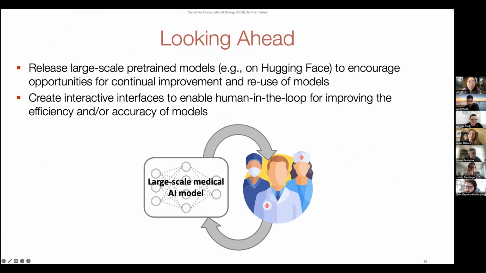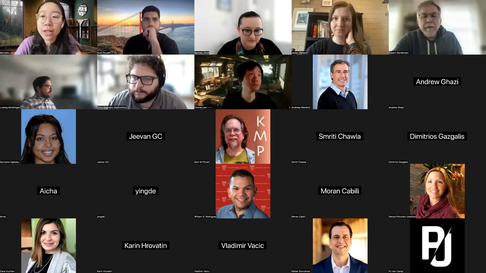And one final comment I will make is, looking ahead, I think it's important, as we invest so many resources into creating large-scale pre-trained models, that we share them publicly to encourage opportunities for continual improvement and the reuse of models. And we hope that we have set an example by releasing our pre-trained AWARE models on Hugging Face and facilitating the Therapeutic Commons, for example. And we're particularly excited as well about a future in which we can create interactive interfaces that enable human-in-the-loop for improving efficiency and accuracy of our models. And with that, I'll pass the baton back to Marinka.